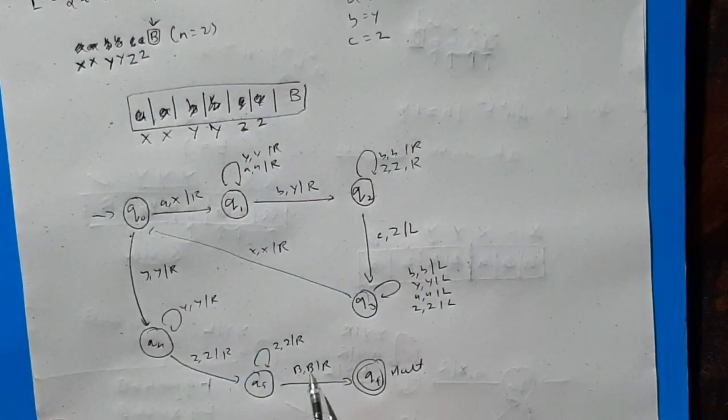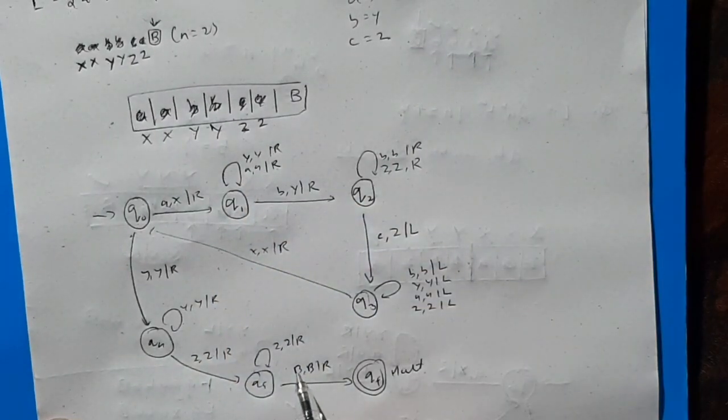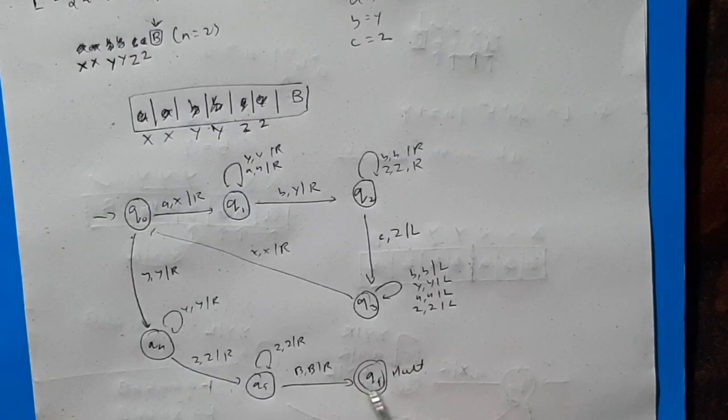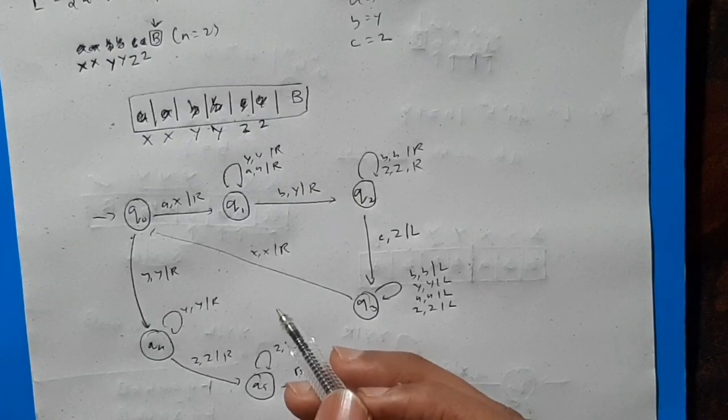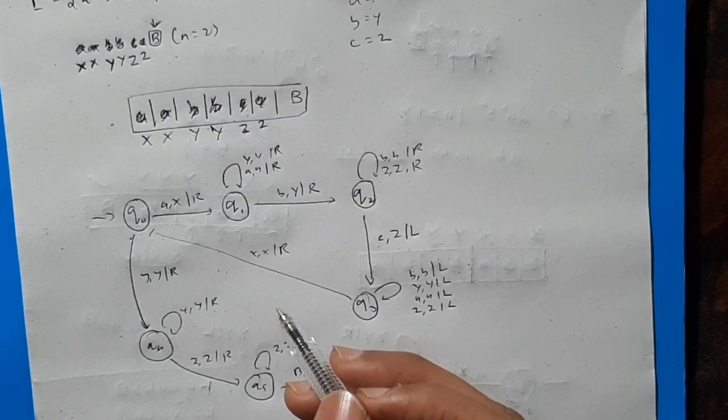After that we'll reach b. B will be overwritten by b, and after that I'll move to right, and that's the final state here. So this is how we make the transition diagram. Let's consider an example for the instantaneous descriptor.